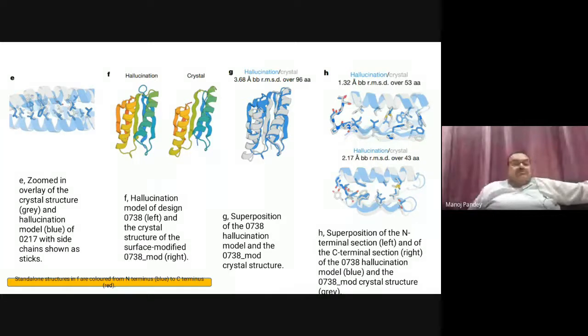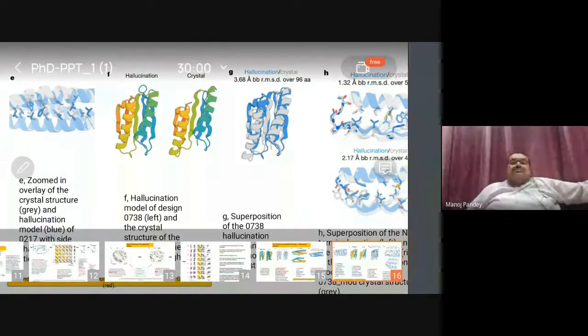Following this, in figure E, if we zoom out the picture, the crystal structure is shown in gray color and the hallucinated model in blue, shown as thick sticks. F represents the hallucinated model of the design shown on the left and the crystal structure shown on the right. Hence superimposition of both structures was done, that is the hallucinated model and the crystal structure. Superimposition of the N terminal section on the left and the C terminal section on the right of both models, that is the hallucinated and the gray crystal structure.